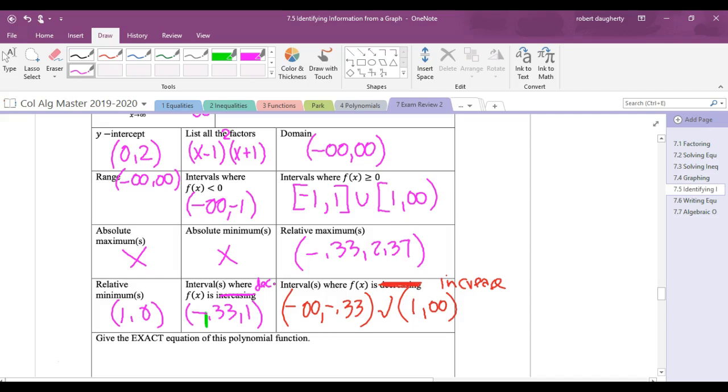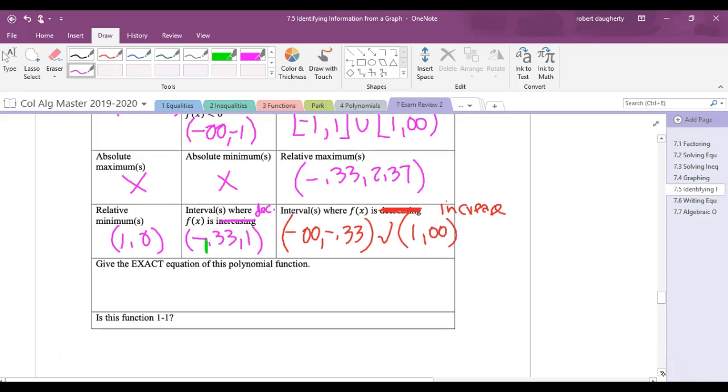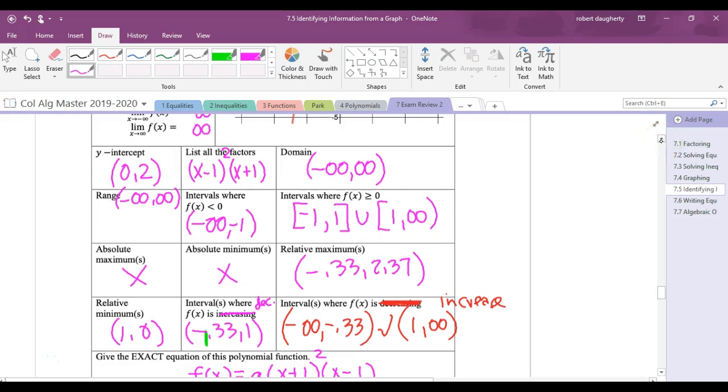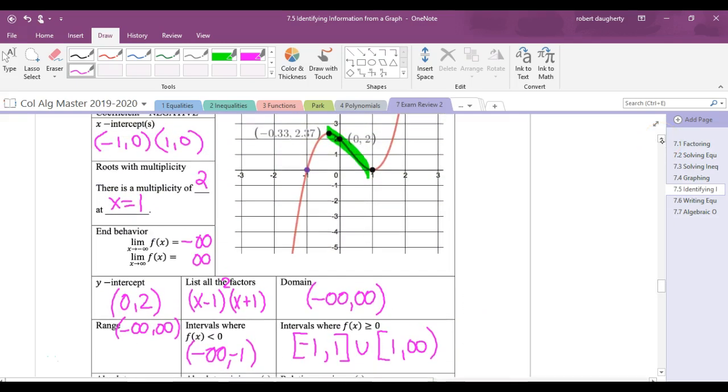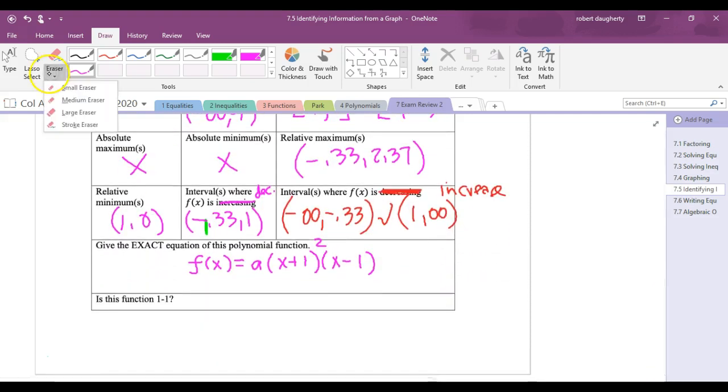Give the exact equation of this polynomial, okay? So I know that this polynomial has to be f of x equals some number times x plus 1, x minus 1. And we know that the x minus 1 is squared, okay? The double root is at x equals 1. So the squared term is going to be this one, okay?